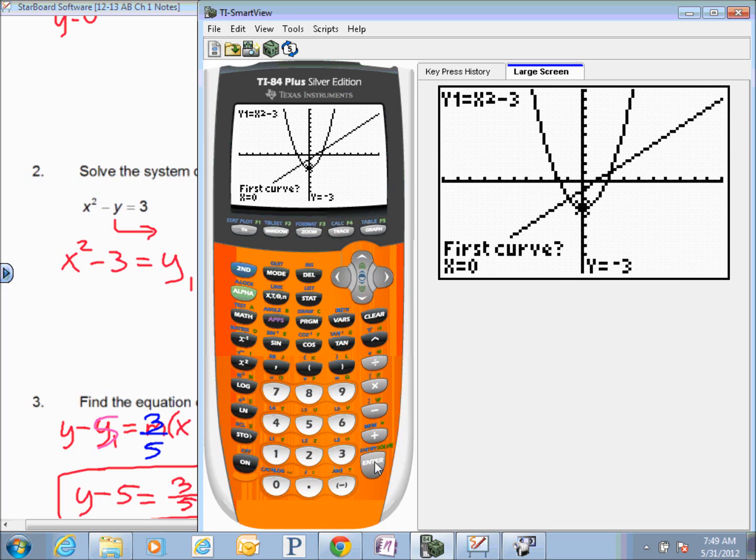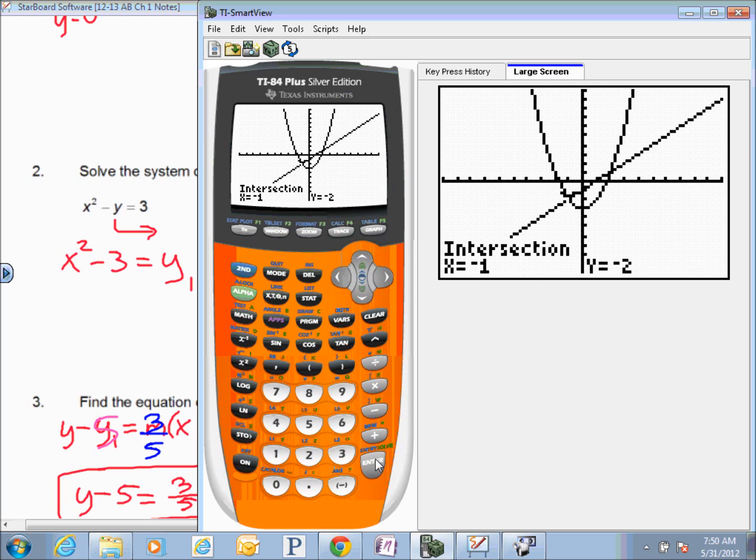So I choose intersect, and now instead of asking me for a left bound and a right bound, it's going to be asking me for the first curve and the second curve. The first curve defaults to whatever y1 is, so I'm just going to hit enter to choose it. And then the second curve defaults to whatever y2 is, and I'm going to hit enter again. Now, there are two intersection points, so this is where the guess is going to be important, because as of right now, it's going to find one or the other. It can't find both in one shot. So you can use your arrow to move the cursor closer to the one you're trying to find, and then hit enter again.